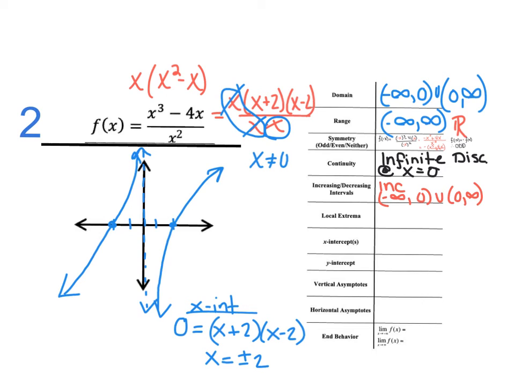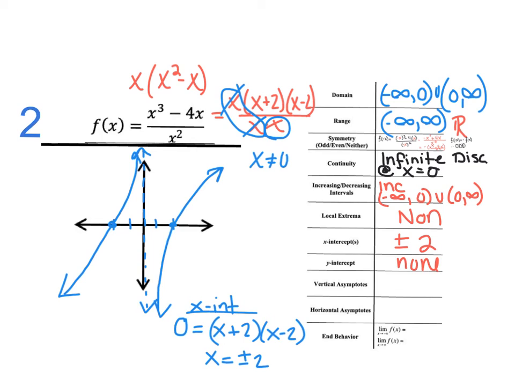Now, as far as any extrema, either local mins or maxes, I don't see any, and since it goes infinitely upward and downward, there is no local or absolute extrema, so I'm just going to say none. My x-intercepts, we actually looked at those already. They are positive and negative 2. The y-intercept, well, it never crosses the y-axis because we have a vertical asymptote at x equals 0, at that vertical line.